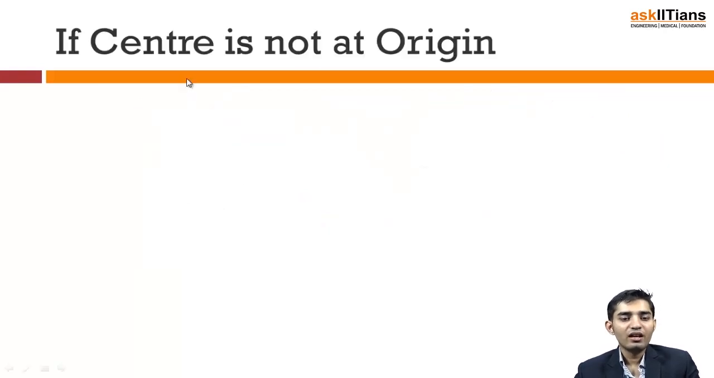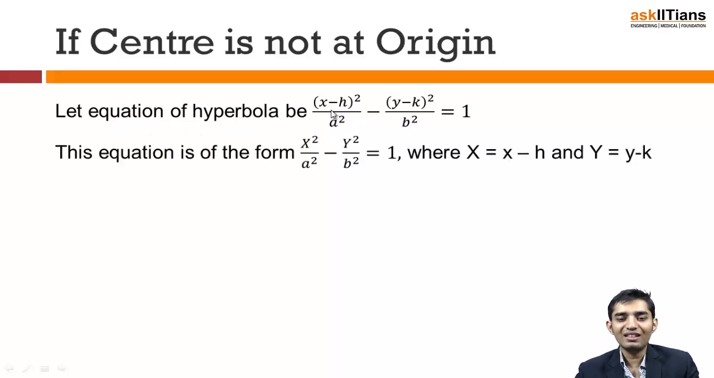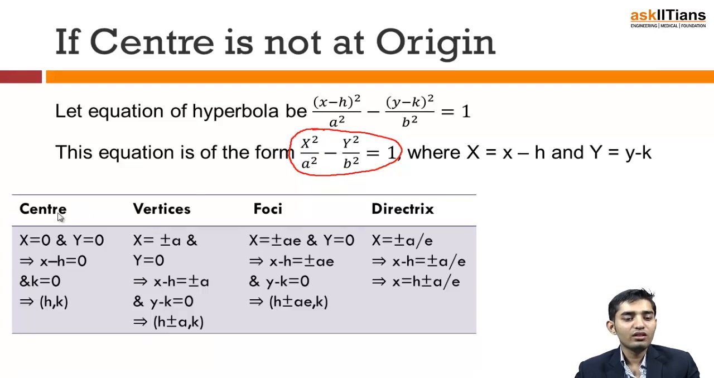Now what will happen if the center is not at origin? If the center of the hyperbola is not at origin, let me consider this type of equation of hyperbola. In this case I can simply take x minus h equal to capital X and y minus k equal to capital Y. So first of all you convert it to standard form. This is the standard form. I will always convert it to standard form, and then I will use the definitions to find out the center, vertex, directrix and focus.